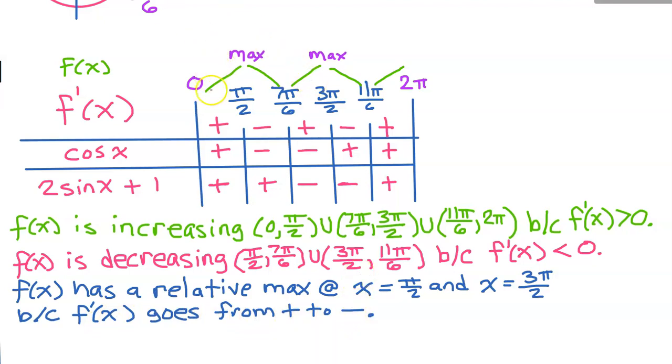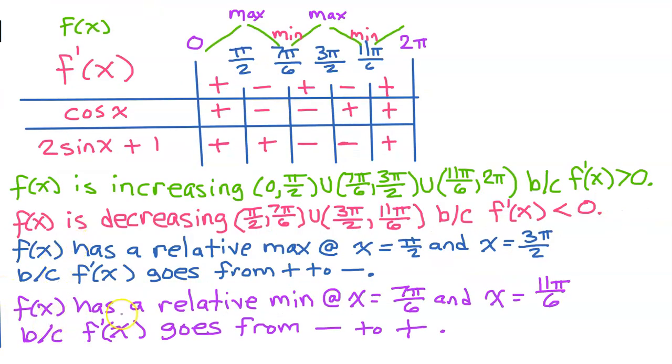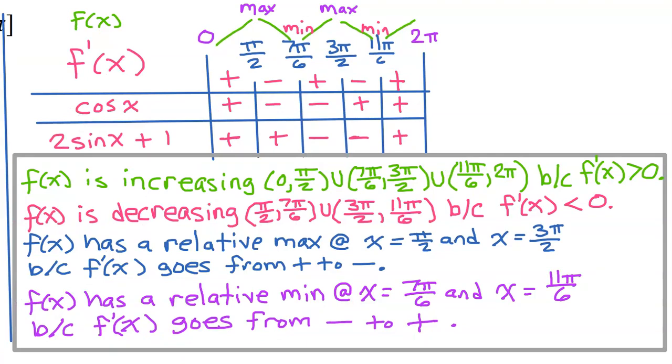Similarly, we can tell because of the increasing and decreasing pattern that there is a relative min at 7 pi over 6 and 11 pi over 6. It's decreasing and then increasing. Obviously, that's the bottom of a little valley. Decreasing, increasing. This is a min. But you can't use the decreasing, increasing argument. You have to say f of x has a relative min at x equals 7 pi over 6 and x equals 11 pi over 6 because f prime goes from negative to positive. I know this is kind of a lot, but you got this.